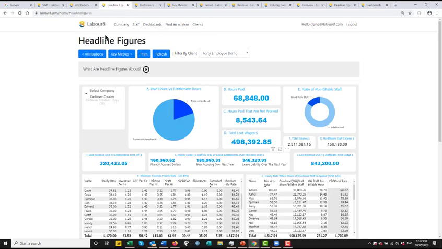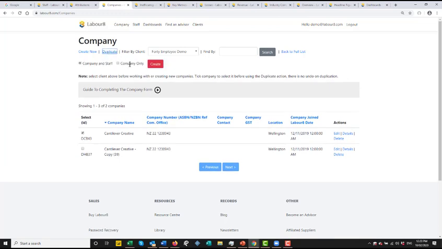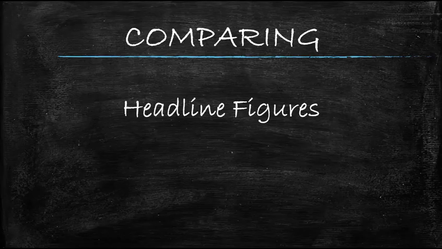At the moment I'm in the headline reports, and what you can see here is I've actually created two companies, the original company and a duplicate company. I did that by going to company here, finding my particular company I want to copy, ticking it here, and up here you'll see this duplicate. When I duplicate a company, I can choose whether I do just the company or the company and the staff. And of course, if I'm restructuring a company, I do want to do both.